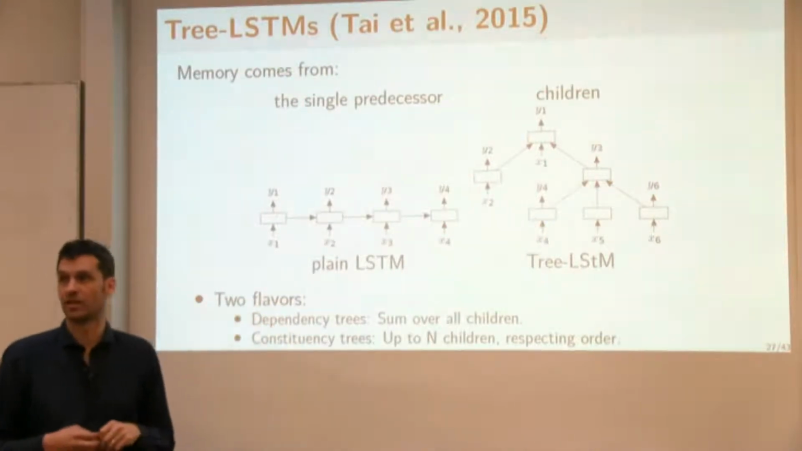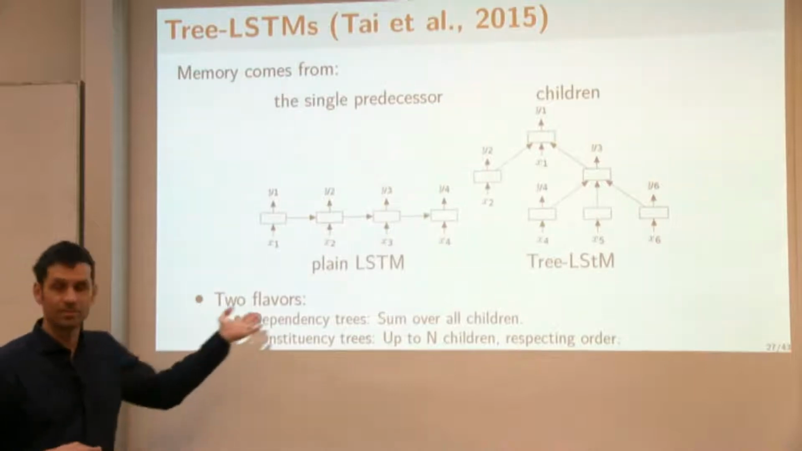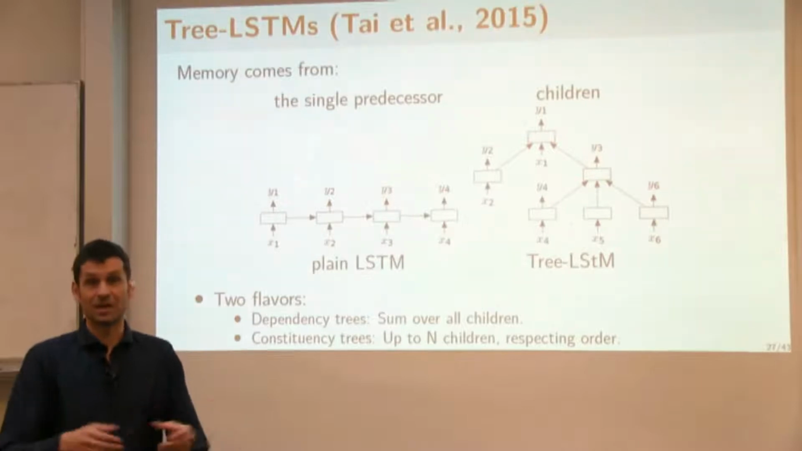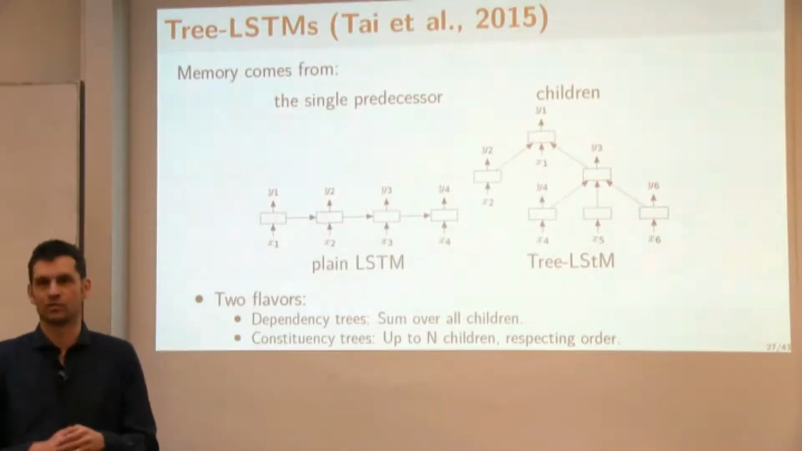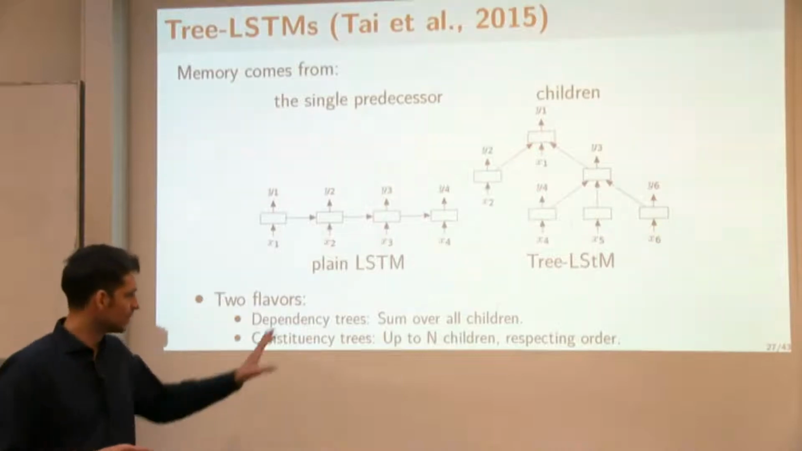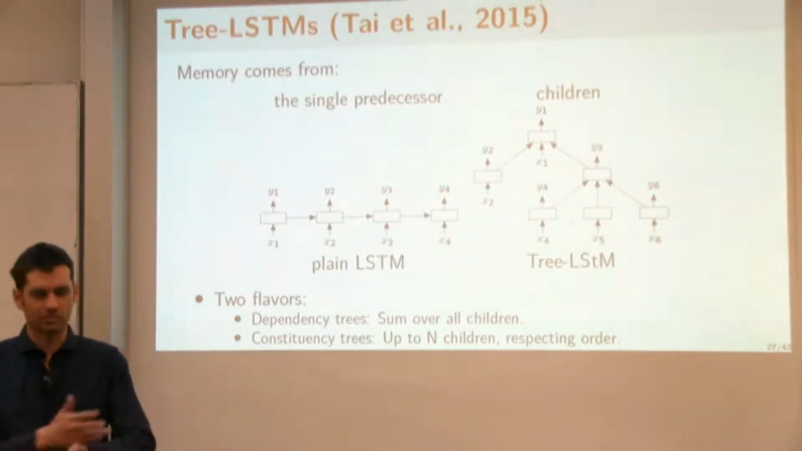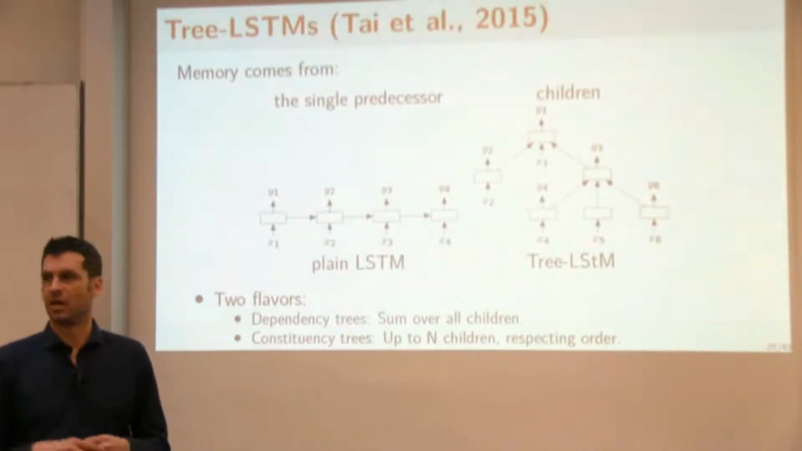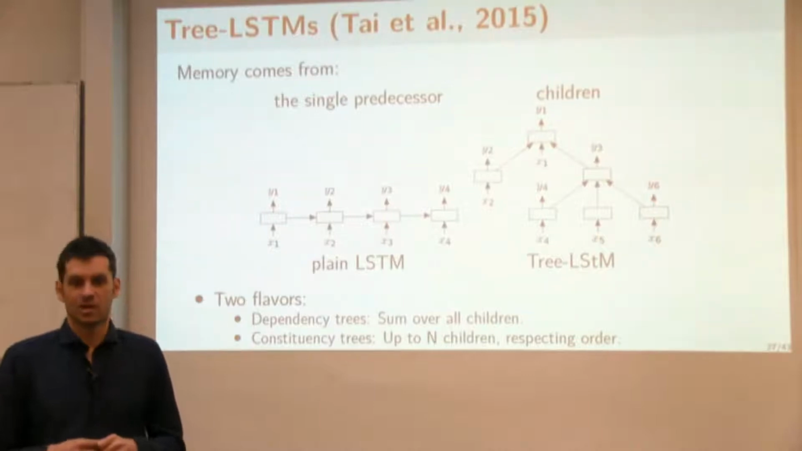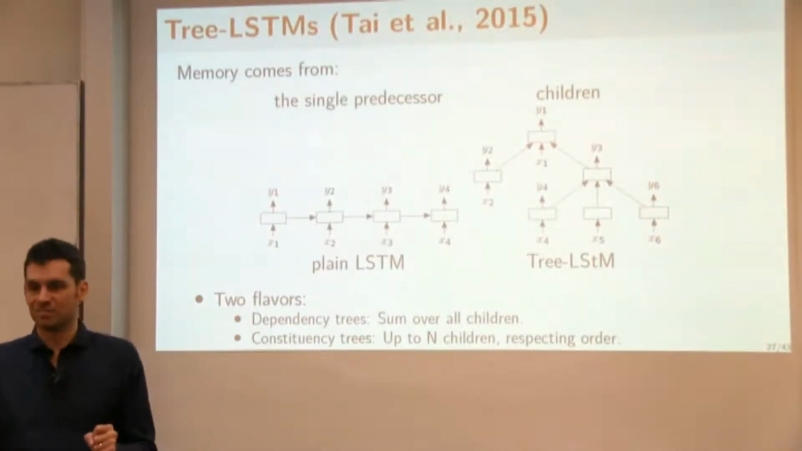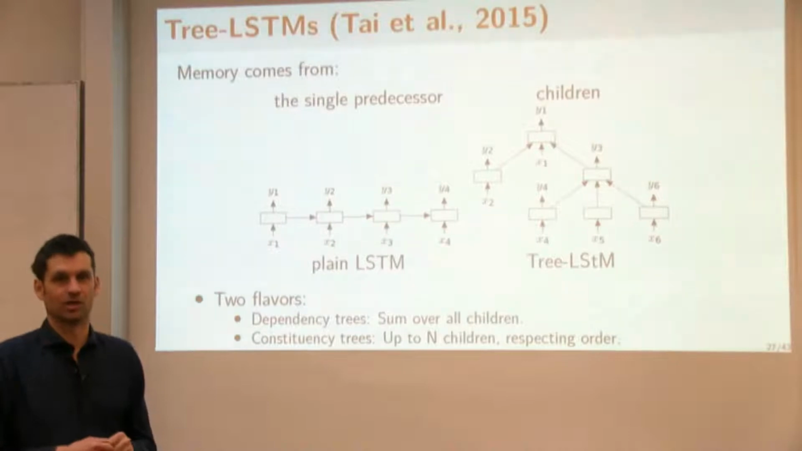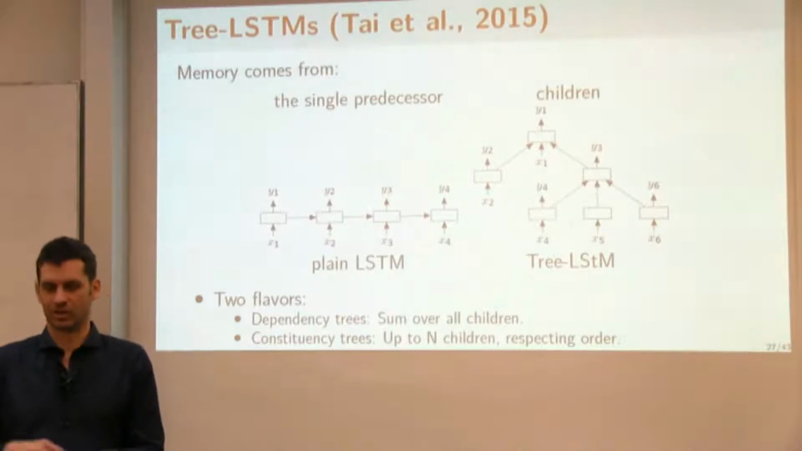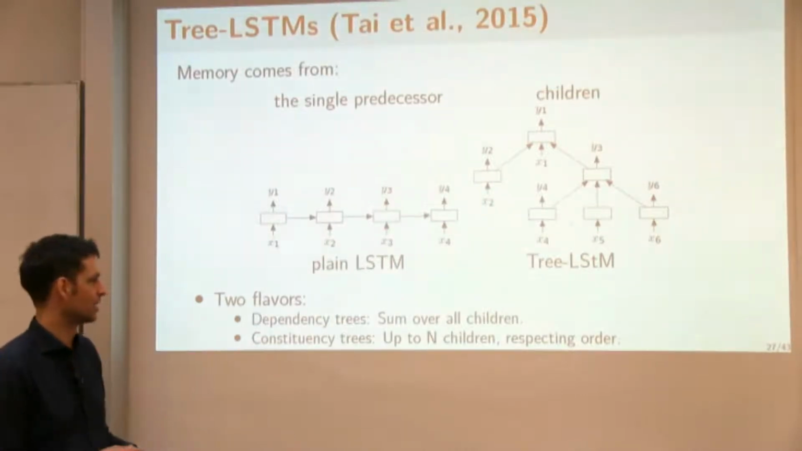There are two flavors of tree LSTMs used. For dependency trees, the property is that the order of dependents, the order of children, is not too important. Dependency trees are used for morphologically rich languages where the word order is much more flexible. So the mathematical approximation of this behavior is to simply sum the memories from all the children. And that will disregard the order, and it will allow for any number of children that the node happens to have in the current case.